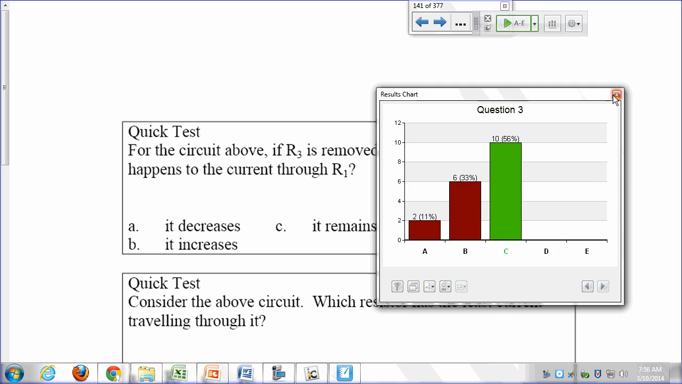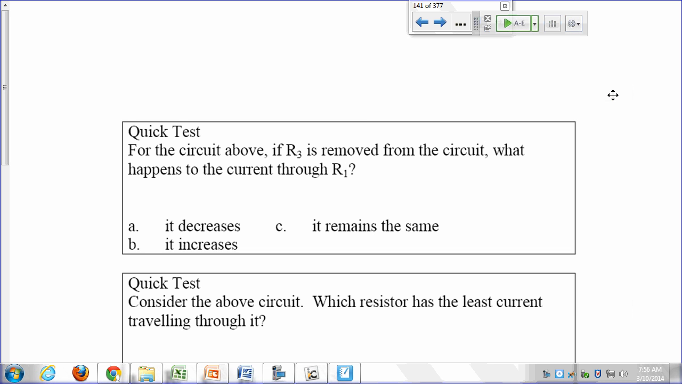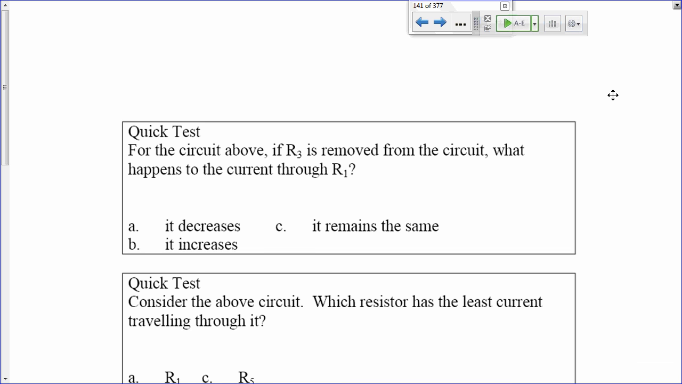You sound surprised. Well, C is... I just guessed. Let me show you.